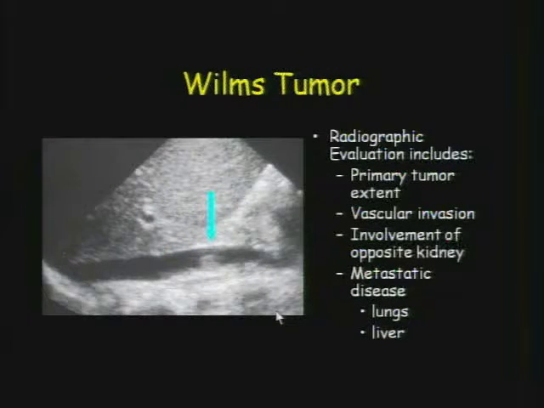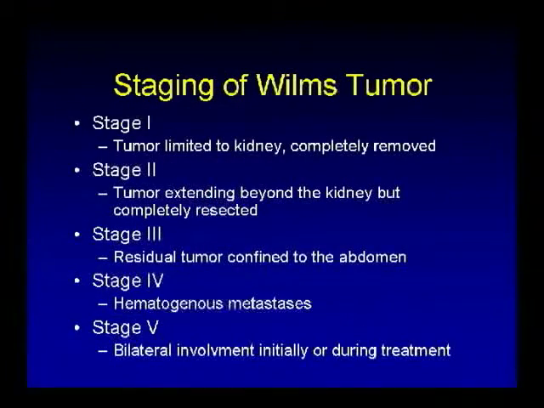And the big thing for you to do is try to figure out the extent of this tumor. Where's the primary tumor? Is there vascular invasion? Here you can see on this ultrasound that the tumor is growing from the left renal vein into the IVC. Is there involvement of the opposite kidney? And is there metastatic disease that most commonly occurs to the lungs and then to the liver?